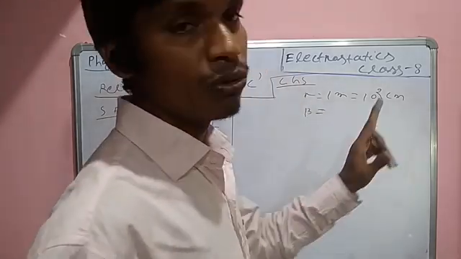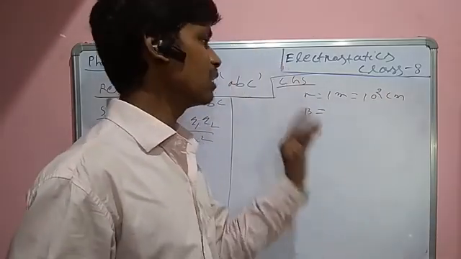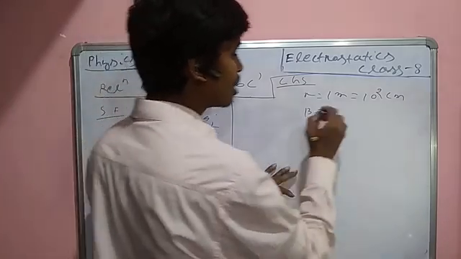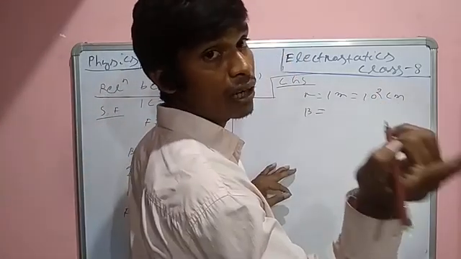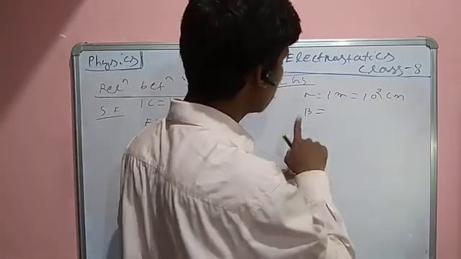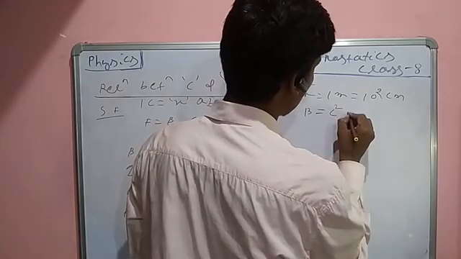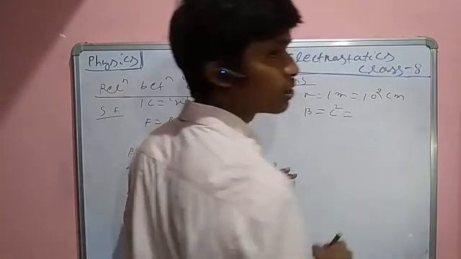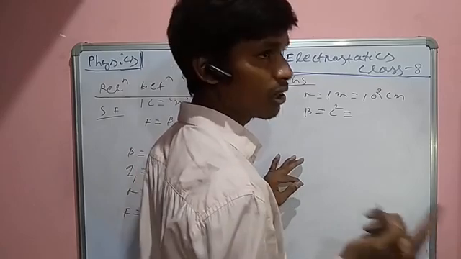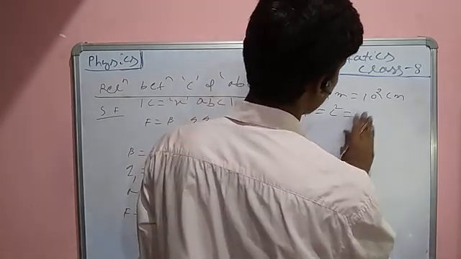In EMU, you have to remember, beta is not equal to 1 by K, or K is equal to 1; beta is equal to C square. C means velocity of light, yes or no?